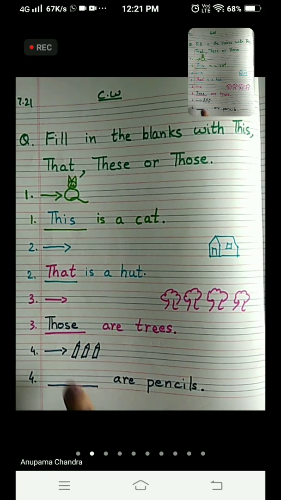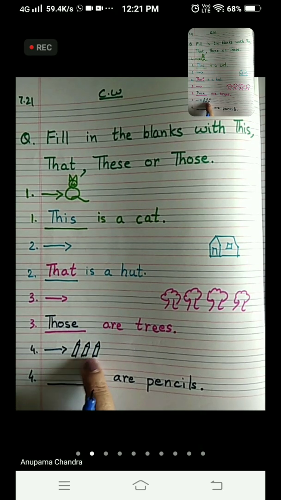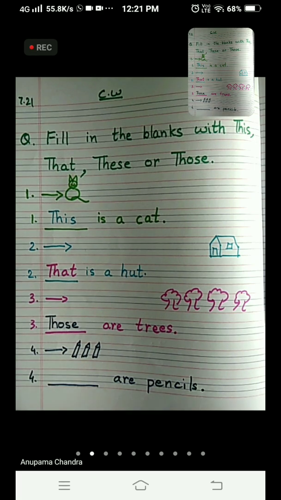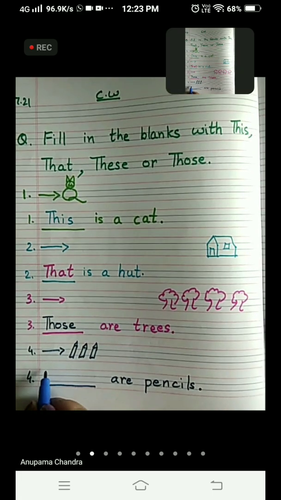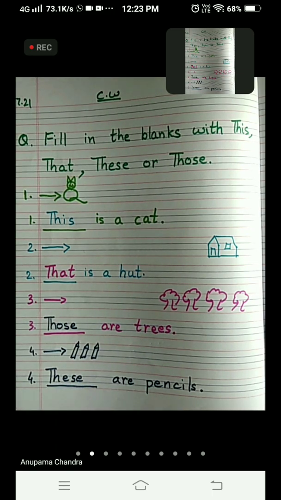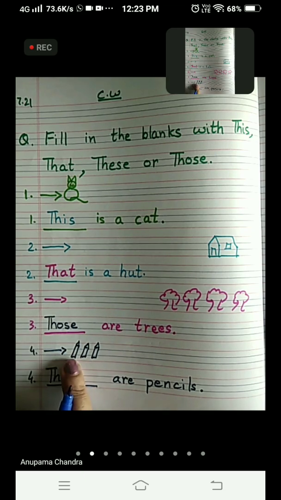So check it out, children. The thing is near and it is more than 1. 1, 2, 3. 3 pencils are there. So what should I write in the blank? What will be the answer? So the answer is these. T-H-E-S-E, these. Okay? Check out, children. Why have we written these? Because the pencils are more than 1 and they are near to us. Okay? So we will use the word these.